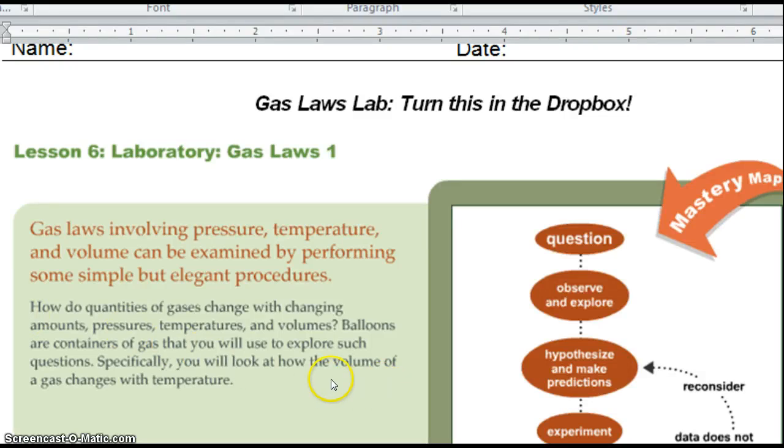All right, so since we're going to focus on volume, we want to make sure we know the definition of volume. Volume is how much space something takes up. It is not how much stuff you have. It's how much space it takes up. So you've got to be careful on that. I don't want to know how many molecules or moles of a gas I have. I want to know how much space it takes up, and we measure that space in liters.